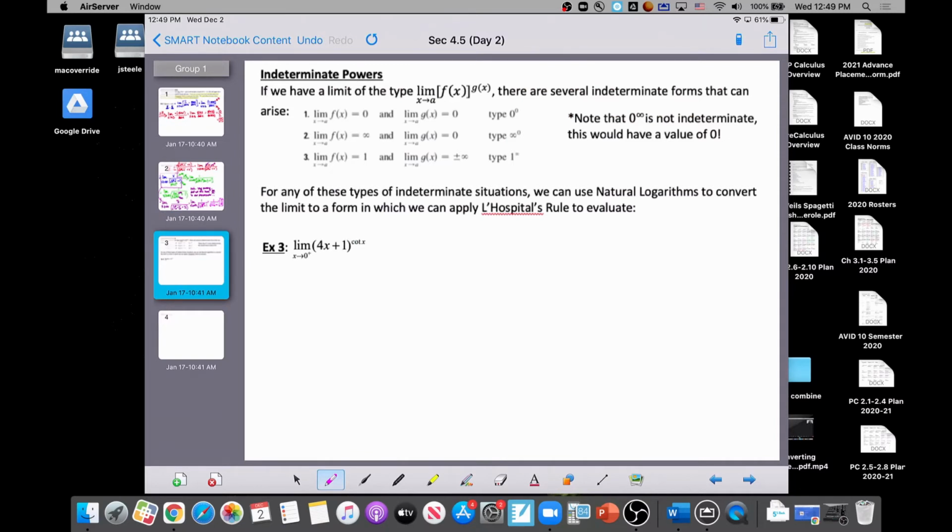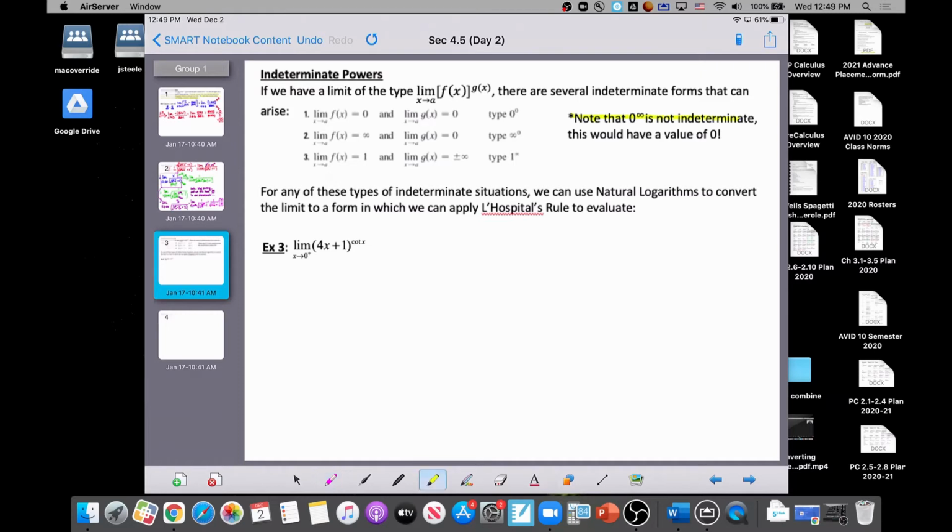All right, now we're going to change gears a little bit, and we're going to talk about indeterminate powers. So what if we're trying to evaluate a limit where x is approaching some value of a function raised to a function, and we get some sort of indeterminate form like 0 to the 0 power or infinity to the 0 power or 1 to the infinity power. Those are all still what we would consider to be indeterminate forms as far as limits are concerned.